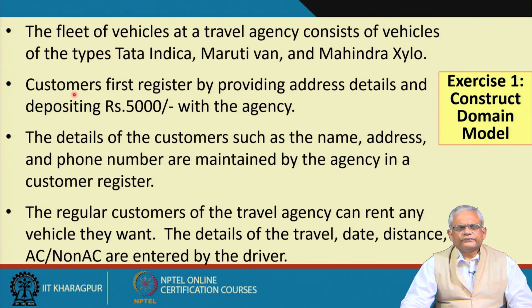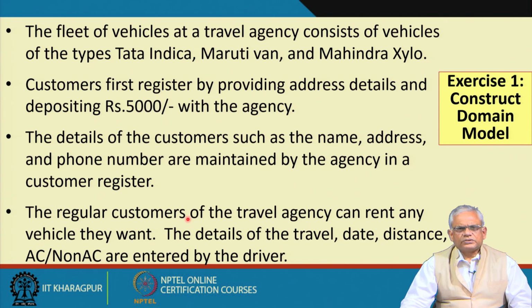Now, let us try a few more examples about the domain model. This is another problem. The fleet of vehicles at a travel agency consists of different types of vehicle. The travel agency maintains vehicles like Tata Indica, Maruti van, Mahindra Jeep, etc. And the customers of the travel agency need to first register with the agency by depositing some amount of money and giving their details like name, address, phone number, etc.